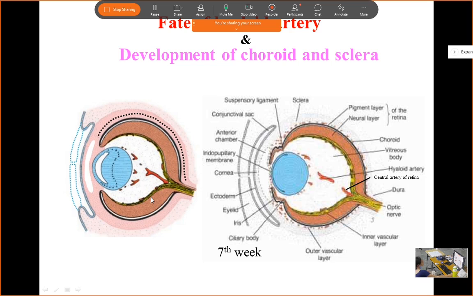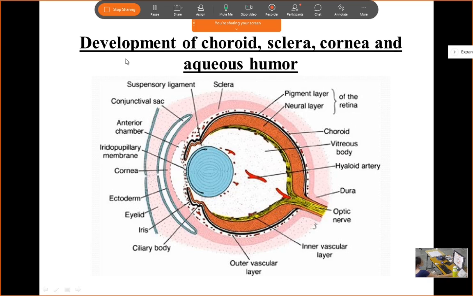Okay. Now the sclera, that is this part, the fibrous layer, is the sclera. Here the choroid and sclera have formed. Now, how is the cornea formed? We know that the cornea is actually the continuation of the sclera. The stroma of the cornea is actually continuous with the sclera.